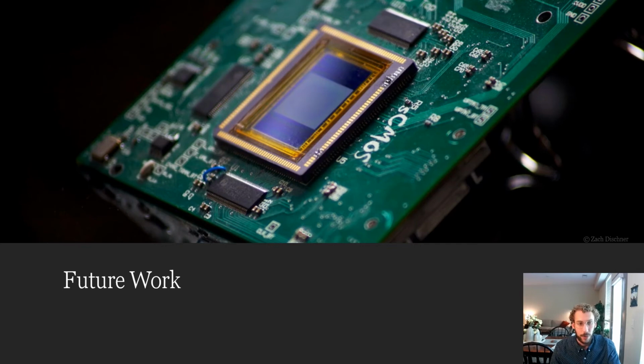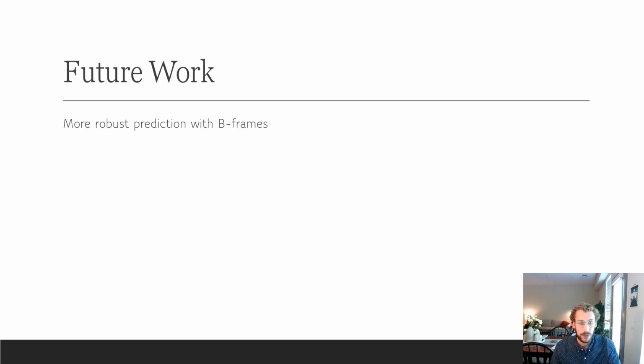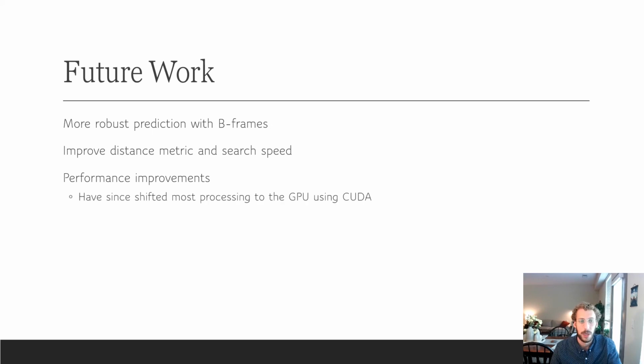Now, there's obviously a lot of work left to be done. We intend to incorporate more robust prediction with B-frames. So by prediction, look at both the frame that came previously and the one coming after to inform the motion estimation. We want to improve our distance metric and the search speed for finding a matching block in a different frame. We want to incorporate more performance improvements to approach real-time encoding performance. We've made a lot of progress in this since we submitted this paper actually, and have since shifted most of the processing to the GPU.